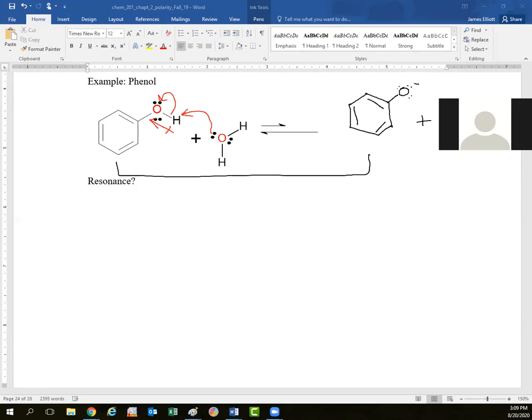And of course, hydronium ions once more. That phenoxide ion, which is formed, is a conjugate base to the phenol. And we can also show the resonance forms for it to show how stable it is. Quite a few, actually.